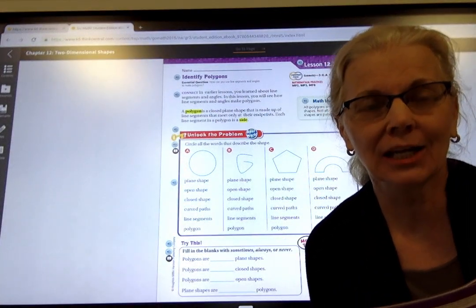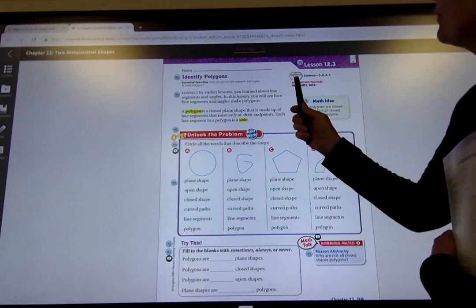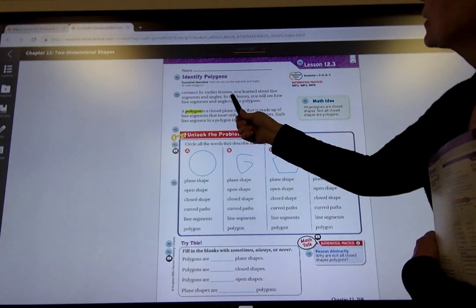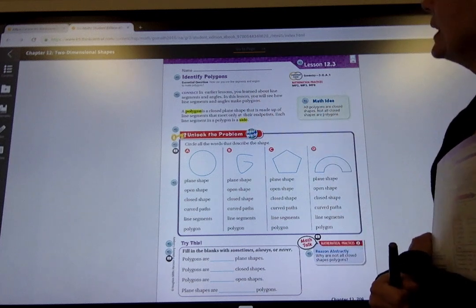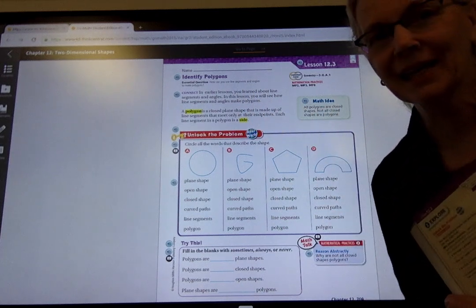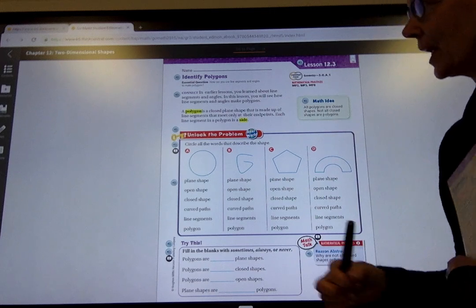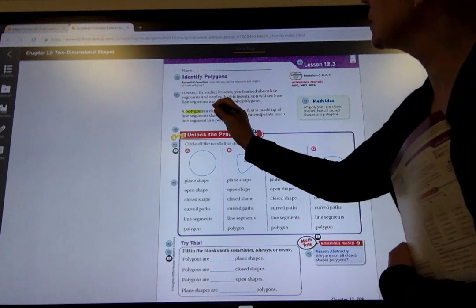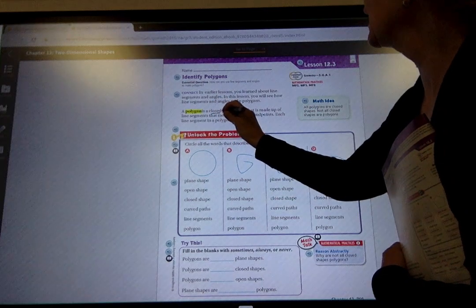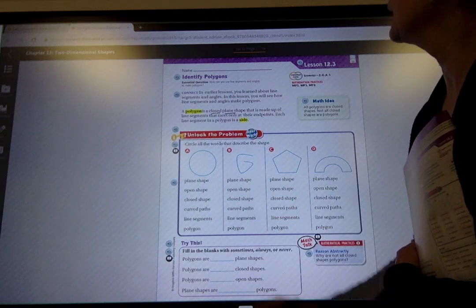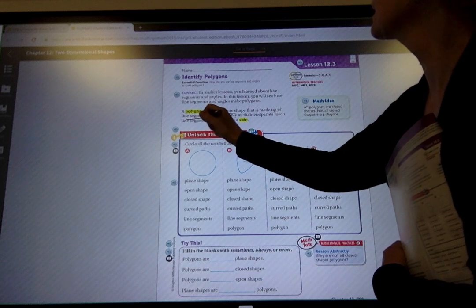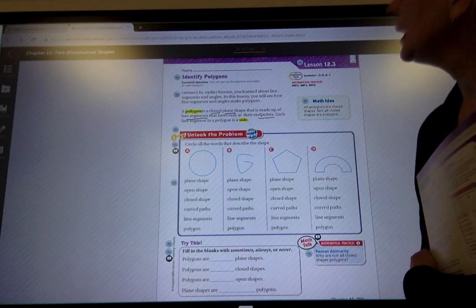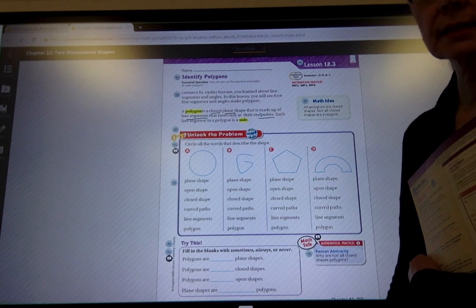A polygon, let's see what it is. In earlier lessons, you learned about line segments and angles. In this lesson, you will see how line segments and angles make polygons. Well, a polygon is a closed plane shape that is made up of line segments that meet at their endpoints. Each line segment in a polygon is a side.